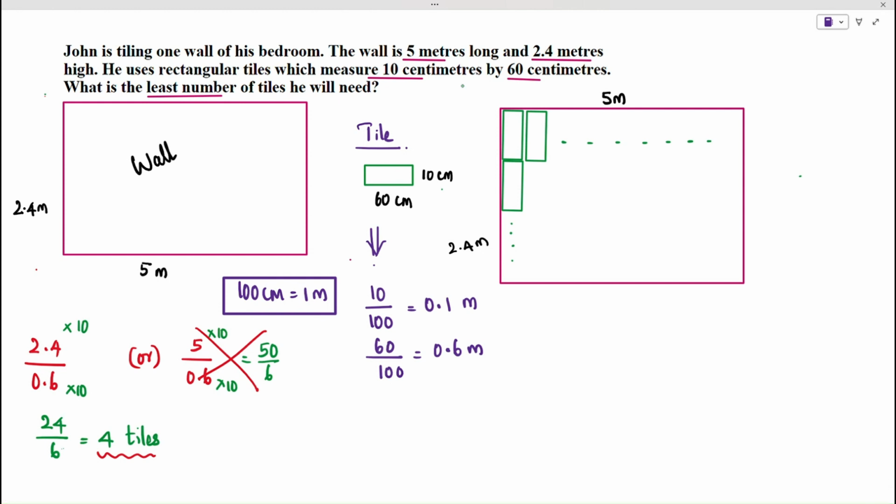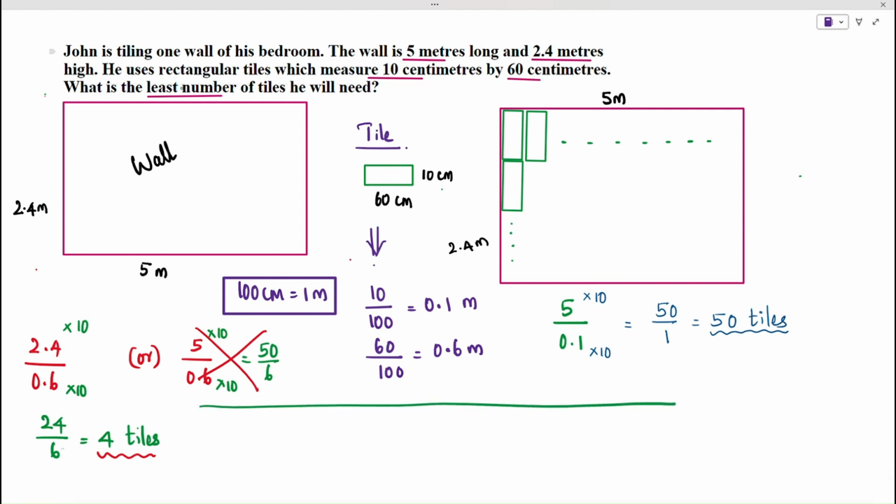So what we can do here, in a similar way that we did the calculation for the height, is 5 over 0.1. Now we're going to multiply our numerator and our denominator by 10. What this gives us is 50 over 1. And we all know that any number divided by 1 is itself. So 50 over 1 is equal to 50. That'll be 50 tiles lined up against the 5 meter length of the wall, and we have 4 tiles lined up against the 2.4 meter height of the wall.